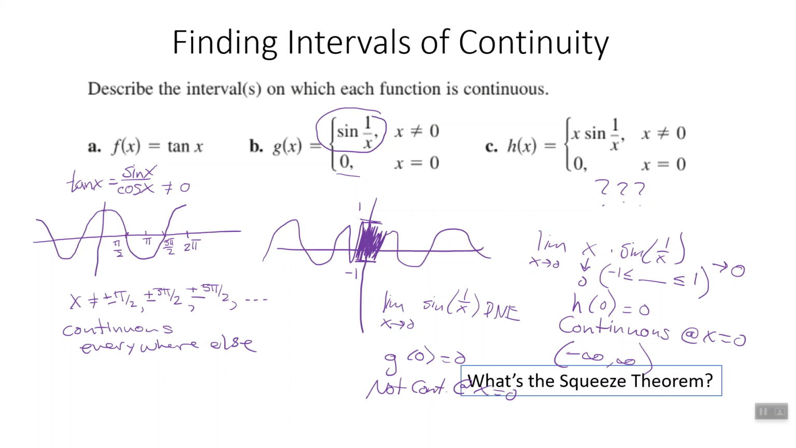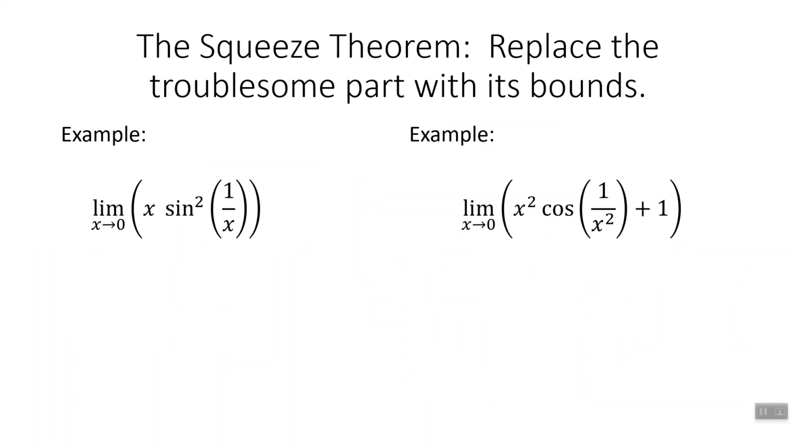All right, so what's the squeeze theorem? Well, the squeeze theorem is going to be how we actually take that limit. Here's how it works. We take the hard trig part, and we're taking the limit as we go to 0. The trig part is where we're having the problem, because it's the 0 on the bottom of the fraction that gives us the problem.